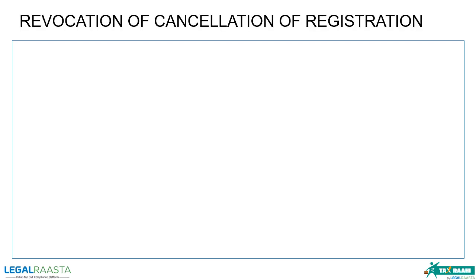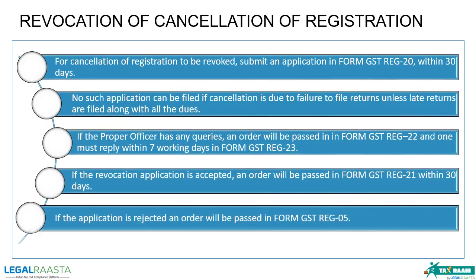To revoke your cancellation of registration, you can submit an application in GST registration form 20. If the proper officer has any queries, an order will be passed in form 22 and you must reply. If your application is accepted, an order will be passed in form 21, and if it is rejected, then the order will be passed in form 5. But no such application can be filed if cancellation is due to the failure to file the returns.